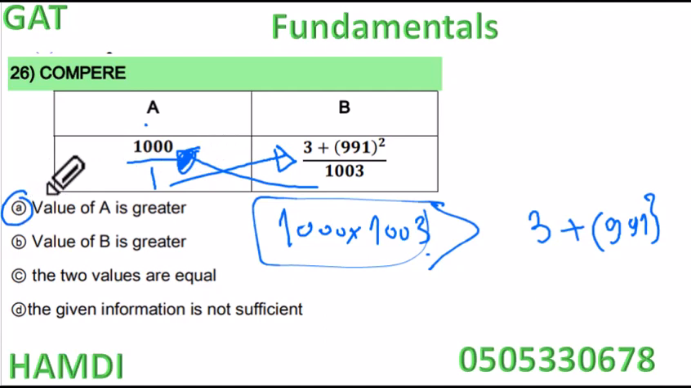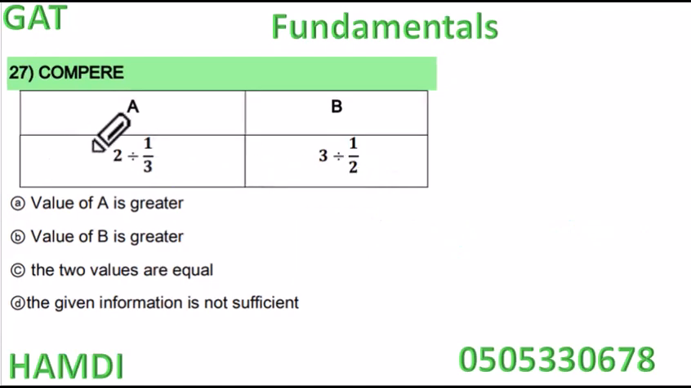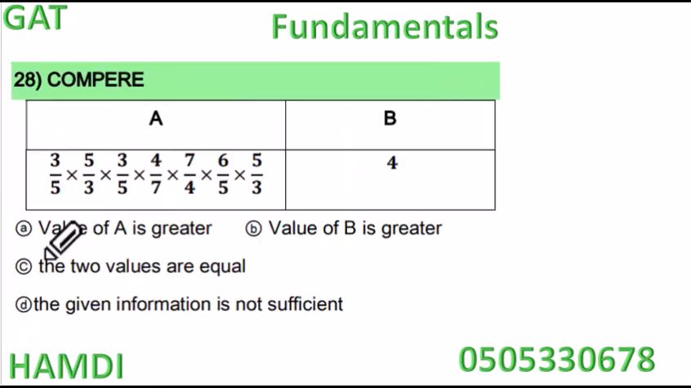Your answer is A. And question number 27, here 2 divided by 1 over 3 will be 2 times 3 over 1. To divide fractions, we convert it to multiplication and take the reciprocal. 2 times 3 is 6. And here 3 divided by 2 is 3 times 2 over 1, it's also 6. Which one is greater? The two values are equal.